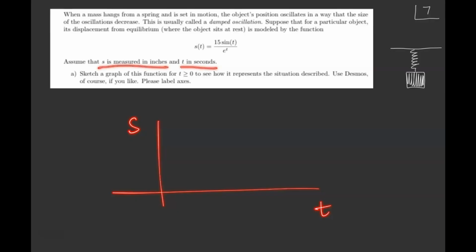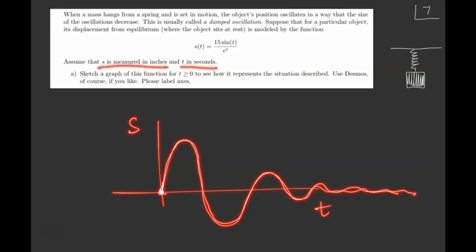So it starts at some equilibrium point, and the equilibrium point at time 0, that's where it's sitting. And then how far off of the equilibrium does it go? It's probably something like this, where you first pull it and it goes way far away from equilibrium, bounces back, but then it starts over time just getting back to where it was in equilibrium. Sketch a graph of this function for t greater than 0 to see how it represents the situation described. Use Desmos, of course, if you like. Please label the axes. Okay, let's use Desmos and see what this picture looks like.